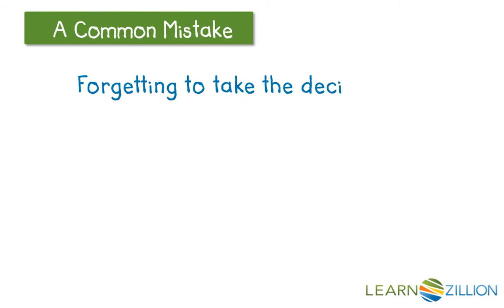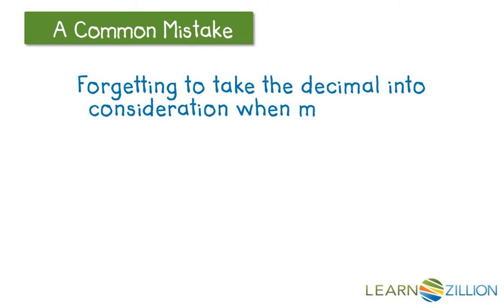A common mistake that a lot of people make is forgetting to take the decimal into consideration when multiplying. So when you're multiplying 3/10 times 5/10, we're not going to get an answer of 15. That just wouldn't make sense.